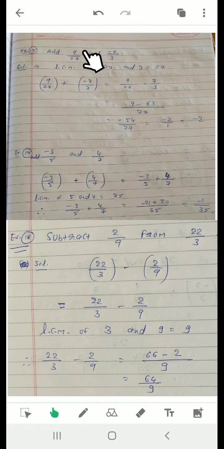Now I will write both the numbers in brackets and put a plus between the numbers. Why plus? Because we need to add. Now we will remove the brackets again. So 9 upon 27 will be written as it is, then plus minus 7 upon 3. Why am I telling you to write brackets? Because when we write the brackets, there is less chance that you will make mistakes. If you do not put brackets, then you may make mistakes. So it is better to put brackets.